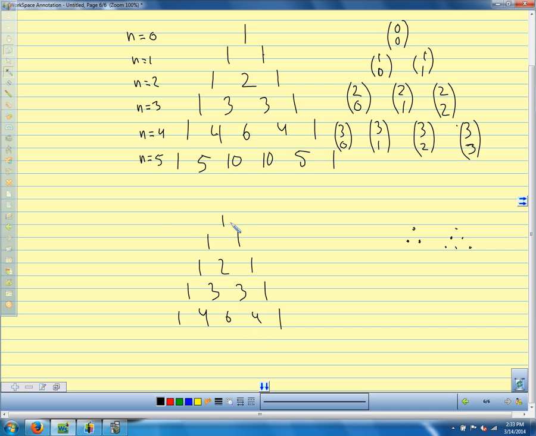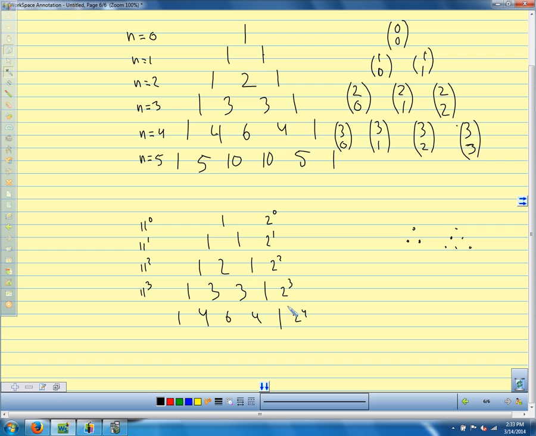Couple of other things. Let's see. This first row, these are the powers of 11. 11 to the 0 is 1. 11 to the first power is 11. 11 squared is 121. 11 to the third is 1331. So these are powers of 11. If I add the numbers in the rows, this is 2 to the 0, 2 to the 1, 2 squared, 2 to the third, 2 to the fourth. So if I add the numbers in each row, I get the powers of 2. That's another really cool thing that happens with Pascal's triangle.